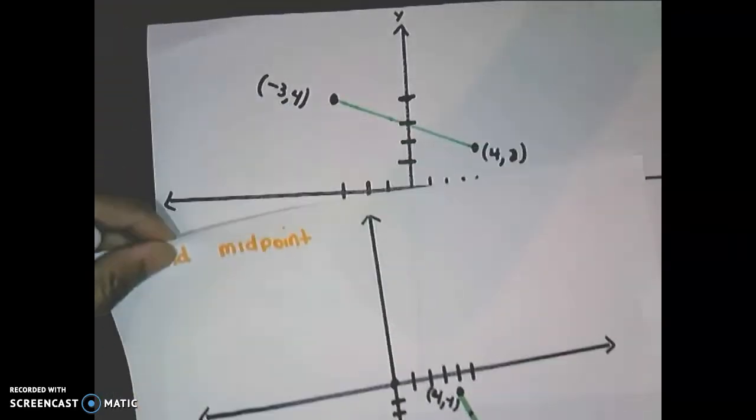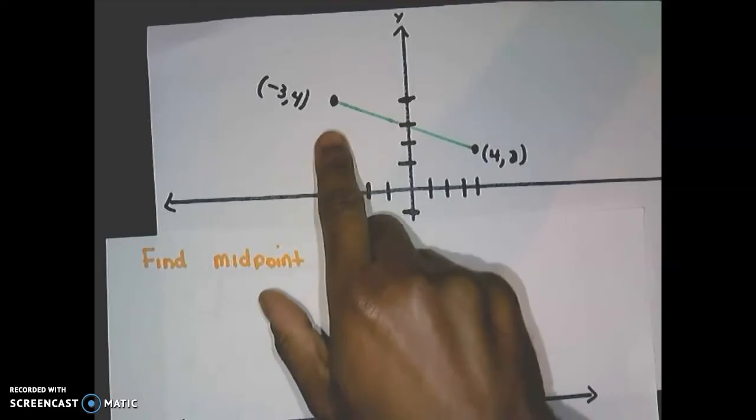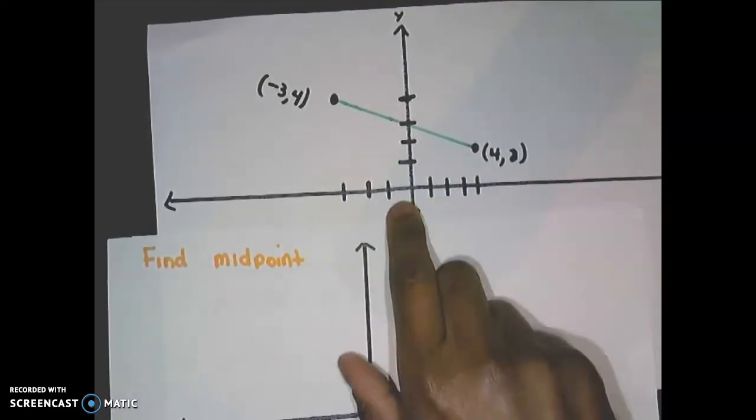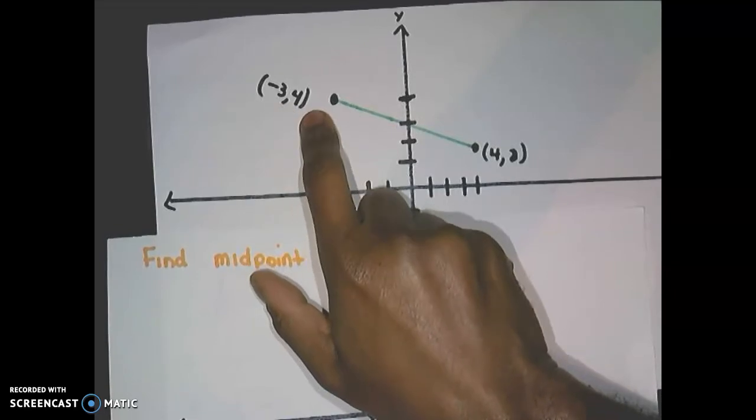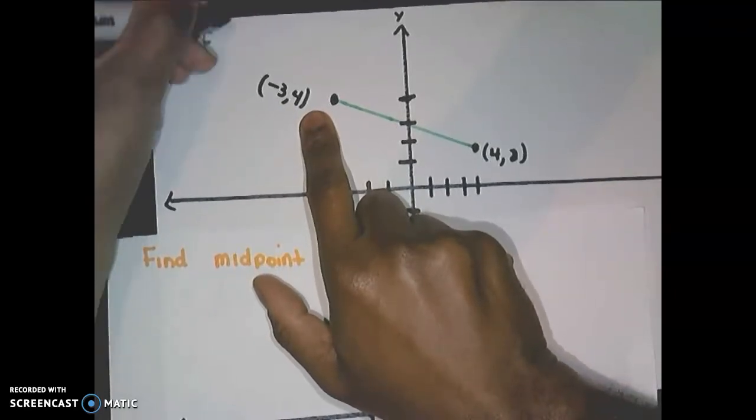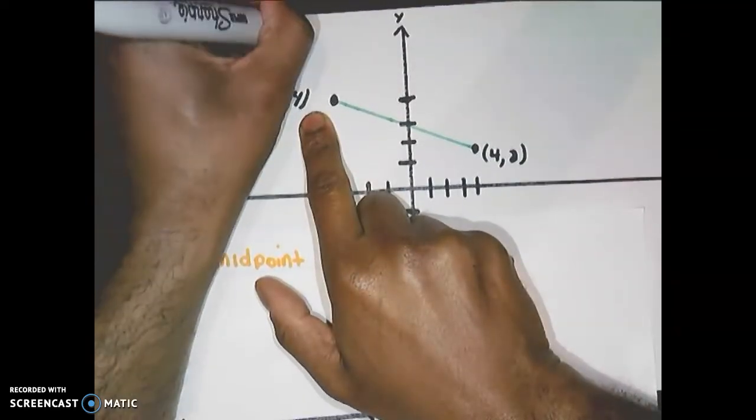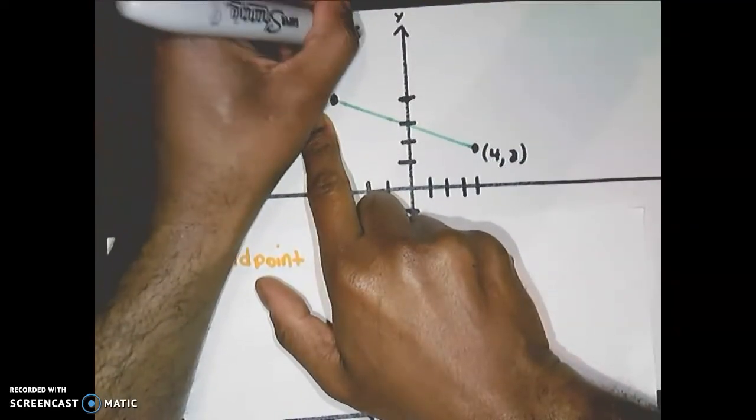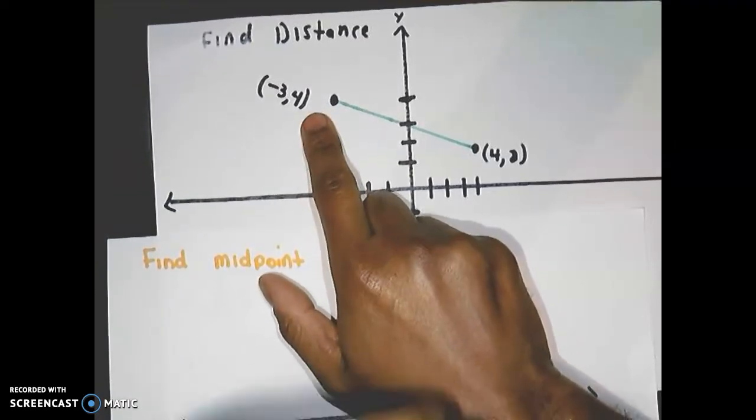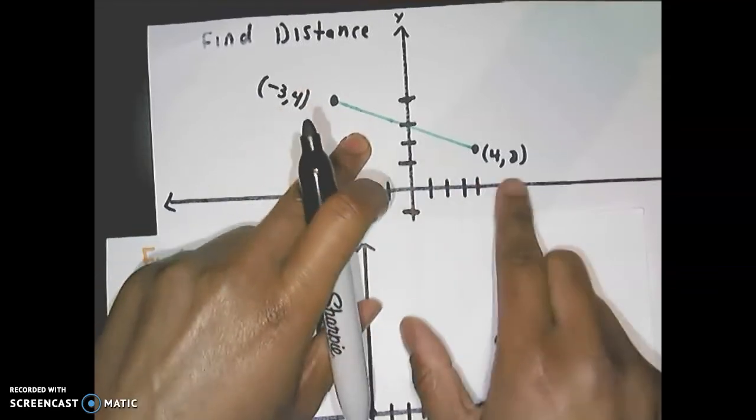So here we're going to be finding the distance of this particular line segment, and here we have the point -3, 4. I'm just going to go ahead and find the distance up here, just in case you forget when you go back to look at this example, because I didn't have it written down. I apologize. All right, so we're going to find the distance of this line segment.